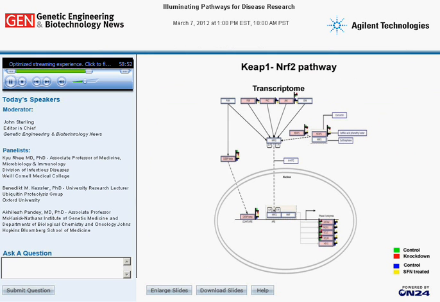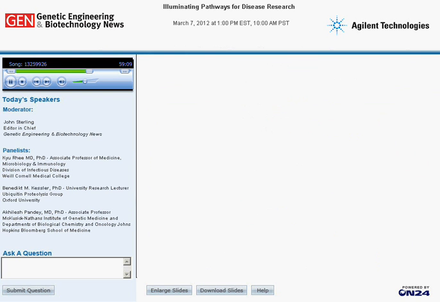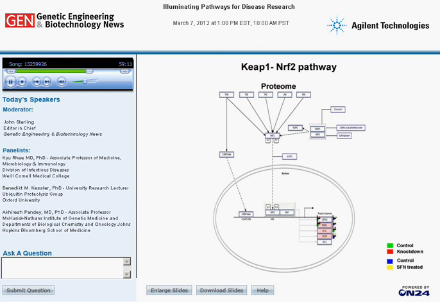So here you can visualize the transcriptome overlaid onto the KEAP1-NRF2 pathway, where you can easily visualize what is changing or what is not changing in the two different experiments. The legend is at the bottom right. And the next slide shows a view of what we found at the proteomic level in this pathway.